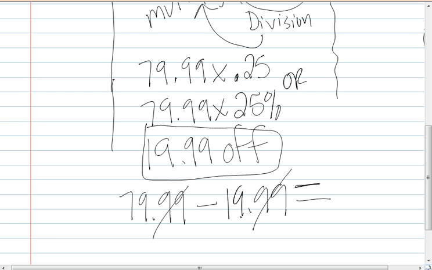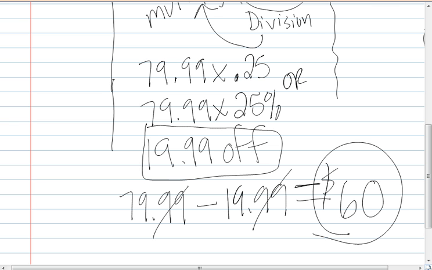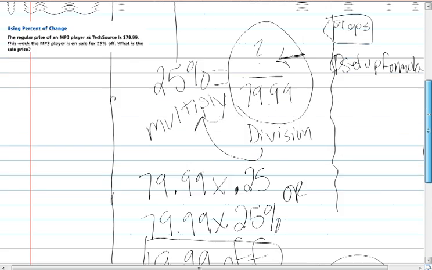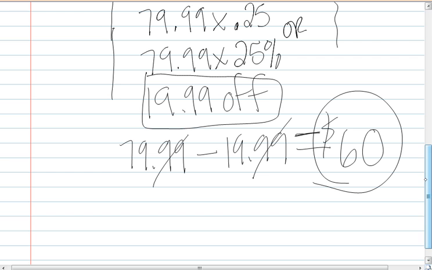79 minus 19: 9 minus 9 is 0, 7 minus 1 is 6. Yes, you could have typed it in your calculator, but it's quicker to do it in your head. And you find out the MP3 player is on sale for $60. That's not a big sale, hardly at all. I'd rather have it for much cheaper than that.